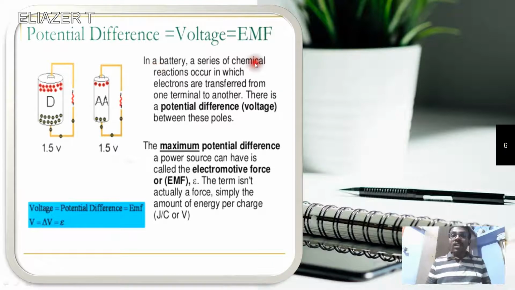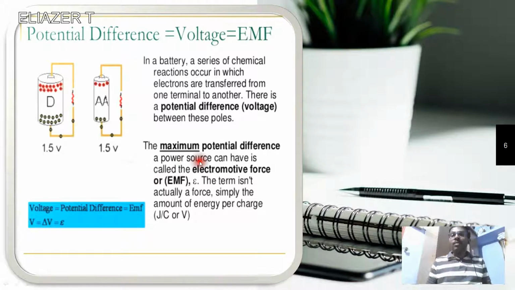In a battery, a series of chemical reactions occur in which electrons are transferred from one terminal to another terminal. There is a potential difference. Here we have charges and electrons. So due to the flow of charges from one point to another point, there is a potential difference. That we have studied in the previous slide. Here also it is the same thing.